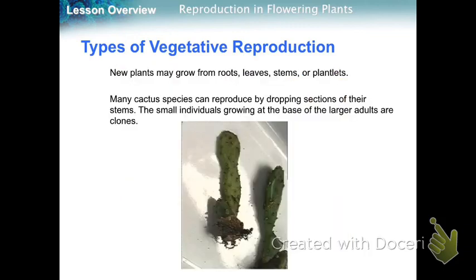Some cactus species can reproduce by dropping sections of their stems. When a plant or when an animal comes by, part of the plant breaks off, it falls to the ground. These small individuals growing at the base of the larger adults are called clones.